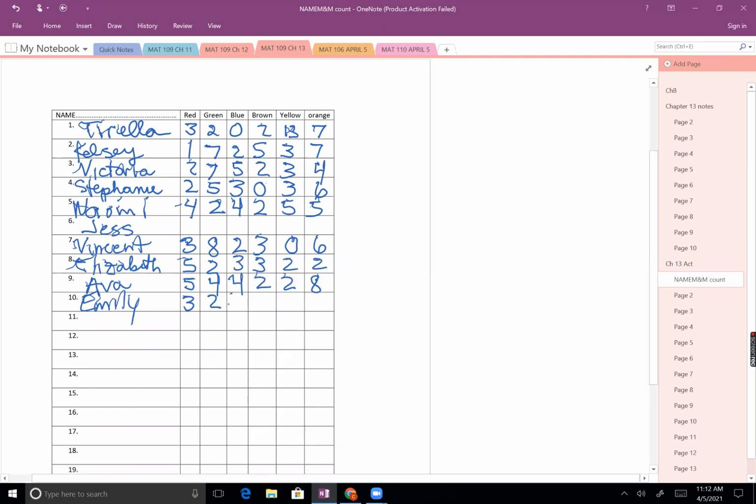10 blue, wow. Go ahead. 5 brown, okay, 4 orange, and 1 green. Thank you. Allison? I had 4 red, okay, 5 green, okay, 8 blue, okay, 3 brown, okay, 2 yellow, okay, and 1 orange. All right.